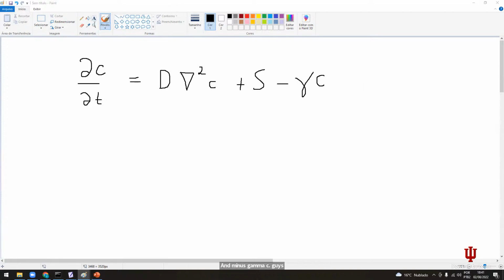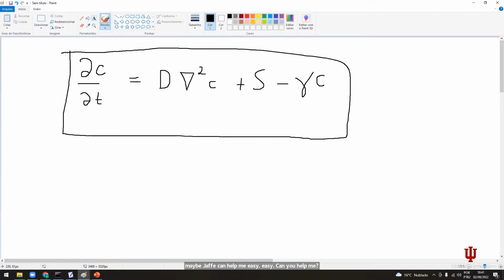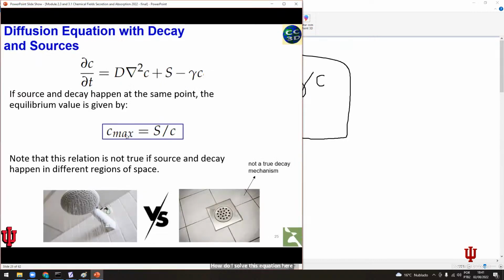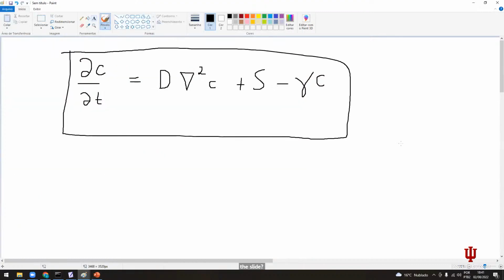Guys, since we have time, help me. What do I do here? What's my next step? Please. Maybe Chafit can help me. How do I solve this equation here to get the result on the slide? The maximum, the equilibrium value for concentration. Someone, please.